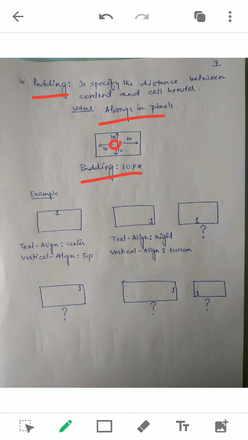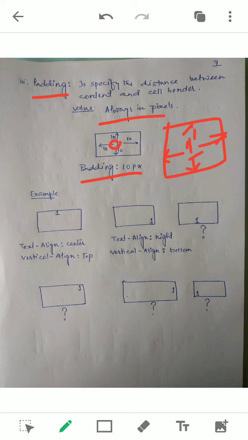But don't be confused with border spacing. Many students are very confused between border spacing and padding. Border spacing is the space between the cells, from one cell to another. This is one cell, this is another. What will be the distance between them? This is called border spacing. But padding is this: say this is one cell and one value is there, and the distance from that value to the border is called padding. Okay, don't be confused.